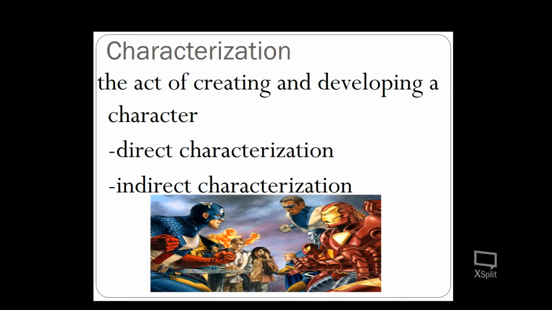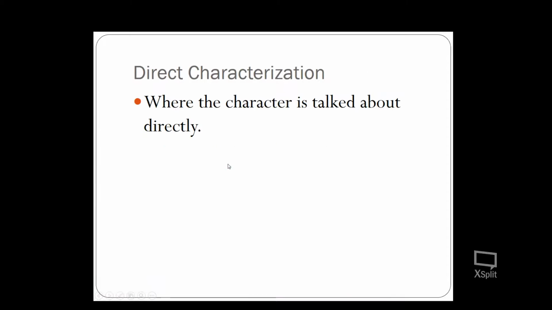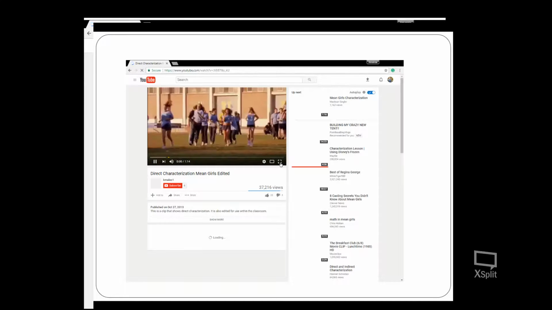This is going a little bit deeper. So we have direct characterization and indirect characterization. Now, direct characterization is where the character is talked about directly. And I do have a little clip to show you guys about direct characterization. Pull this right up for you. Now remember, this is when it's directly talked about, okay? The author's saying, like, her hair is blue, or her hair is blonde and her eyes are blue.